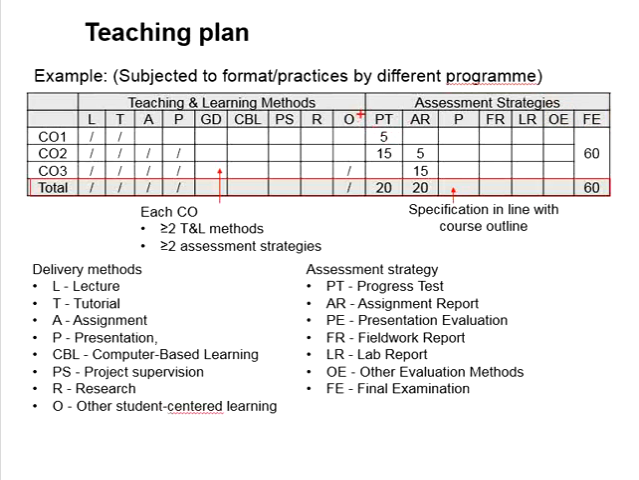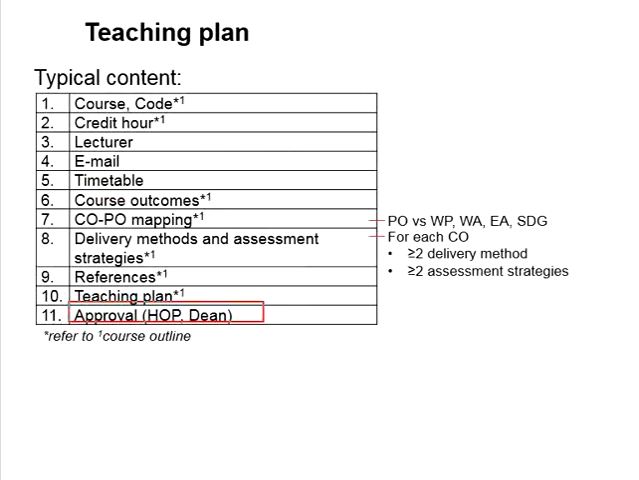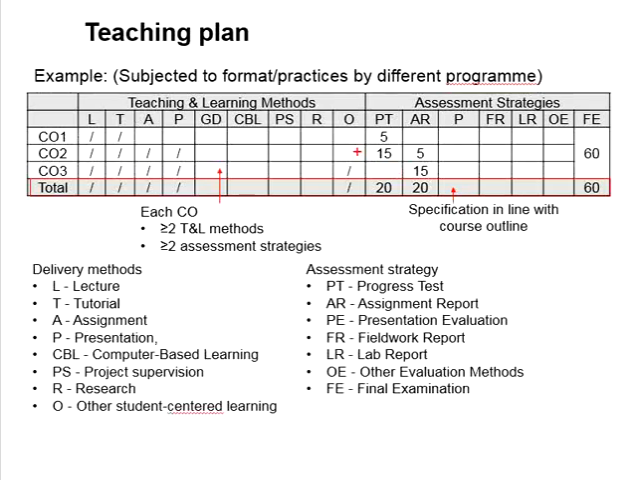Let's say now in your teaching plan, for your progress test, you have 5 marks allocated for the attainments of CO1 and 15 marks for the attainments of CO2. And now your teaching plan has been approved by your head of program and also your dean. Theoretically, you will need to abide by your initial plan here. We want at least 2 assessments for each CO. Same goes here, at least 2 assessments for the CO.